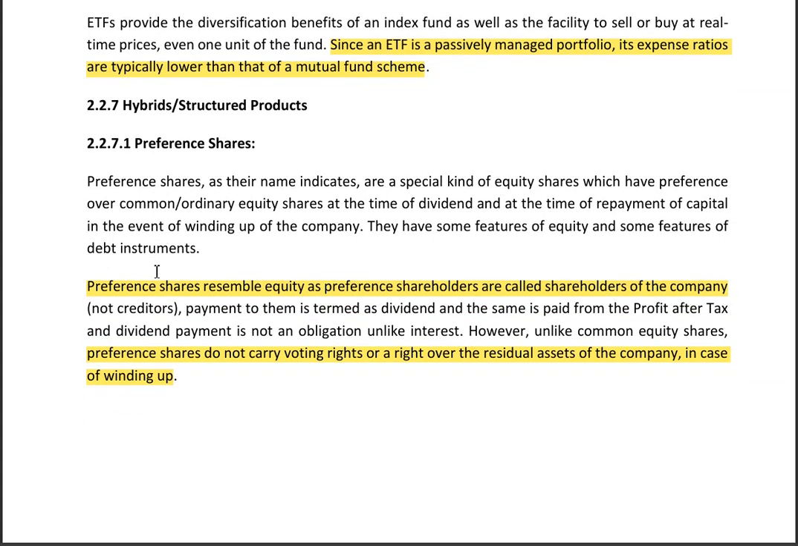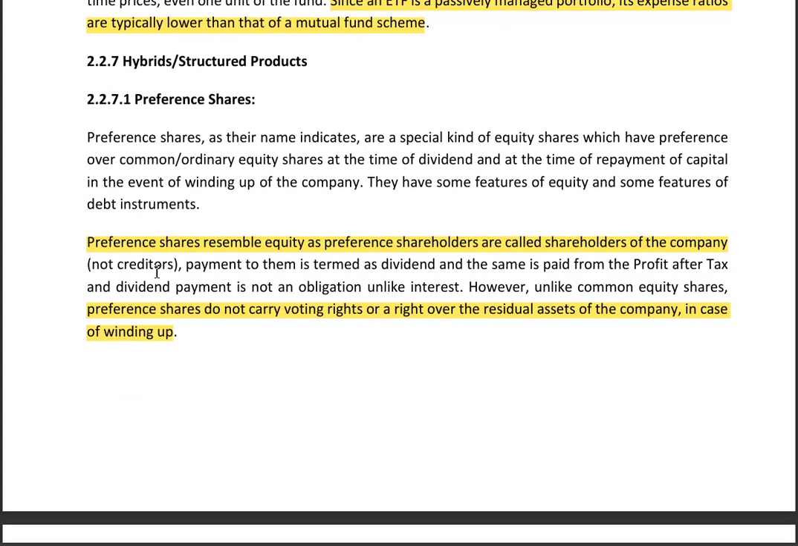So the expense ratio will be there. And the next comes preference shares. Here you can understand the preference given to the particular shareholder or investor. The companies directly give preference to some particular entities or persons and allot shares to them.